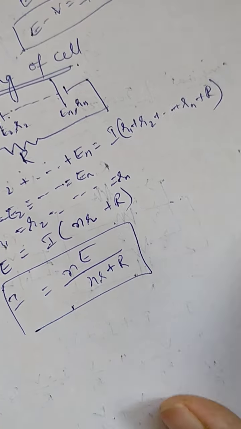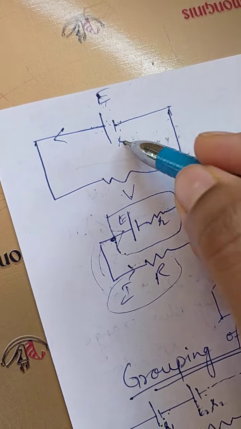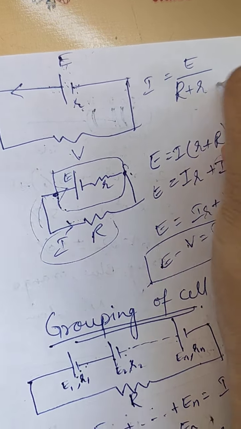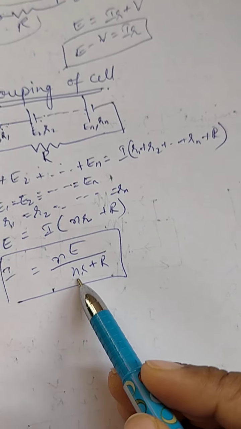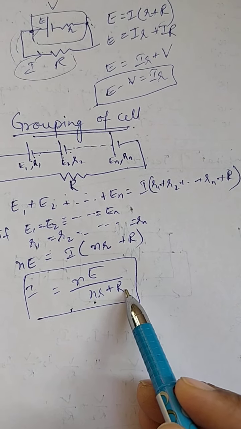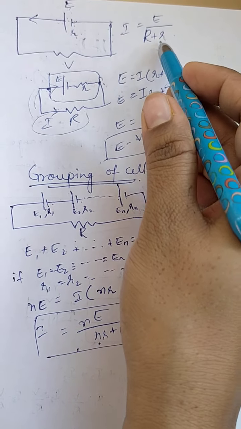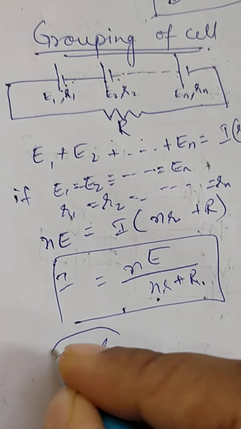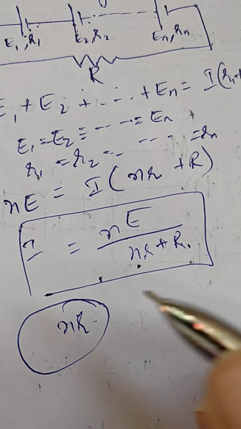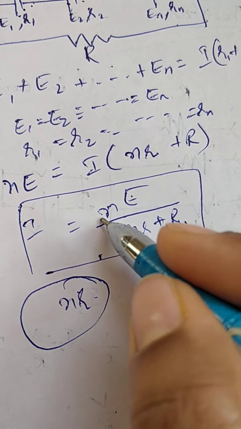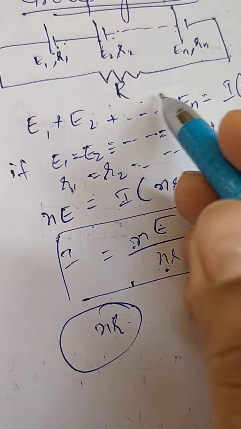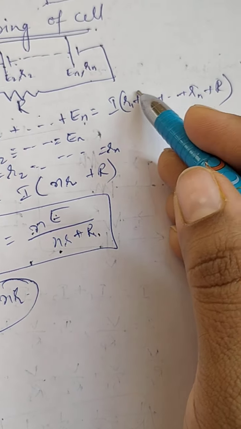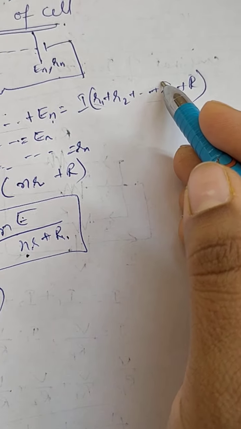Now if you see here, for a single cell, I will be equal to E upon capital R plus small r. Here we are getting I is equal to nE upon nr plus R. This r is the internal resistance when a single cell is there. Now nr will be the total internal resistance when the identical cells are in series, and nE will be the EMF. Or otherwise you just see, the sum of all the EMFs will be the total EMF, and the sum of all the internal resistances will be the total internal resistance.